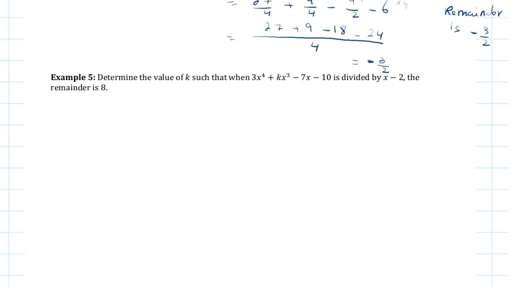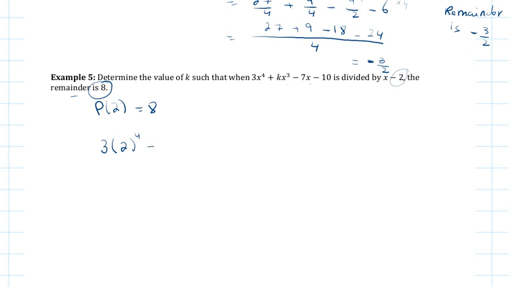All right. Let's look at the last question. This question is saying determine the value of k such that when 3x to the power of 4 plus kx cubed minus 7x minus 10 is divided by x minus 2, the remainder is 8. So if I use the remainder theorem, if I plug in 2 into my function, it should equal 8, because remember that p at 2 is equal to 8, since the remainder is 8.